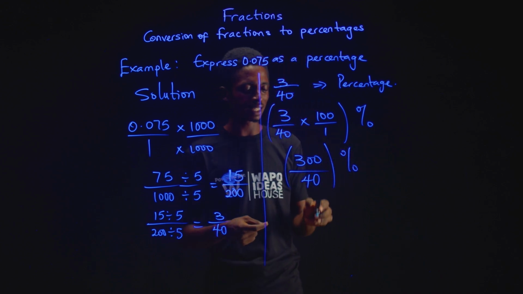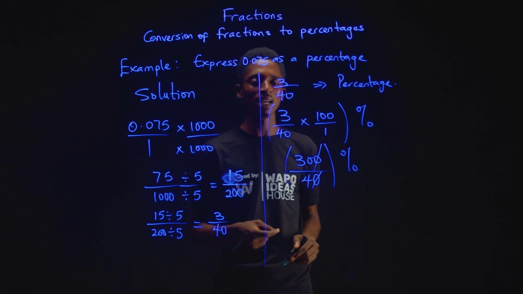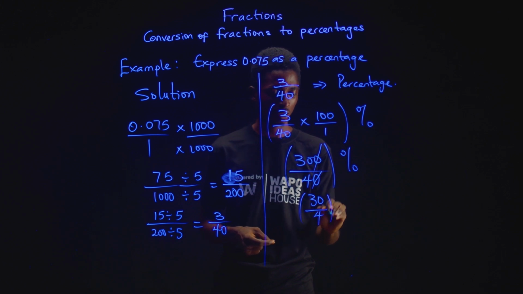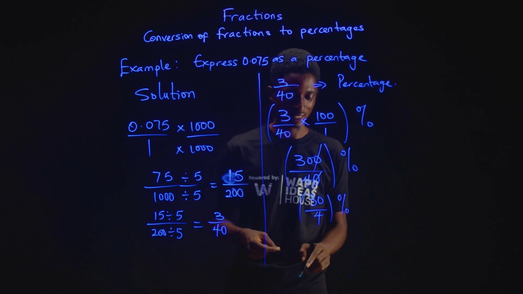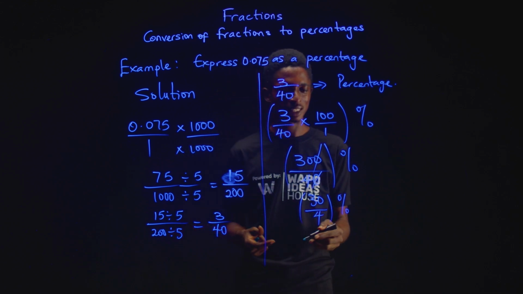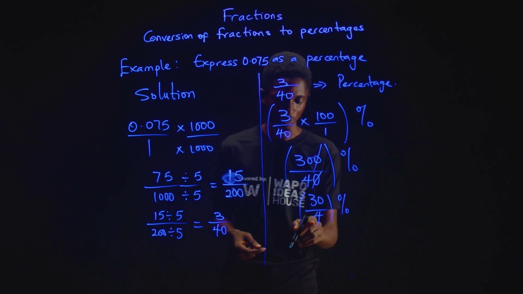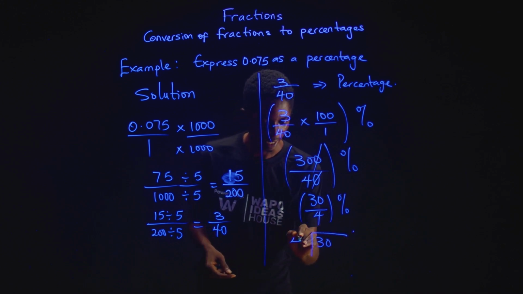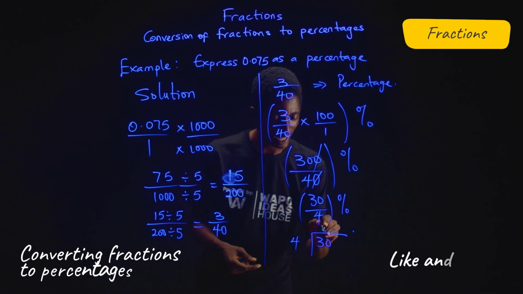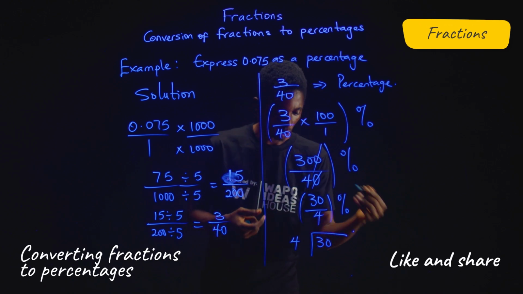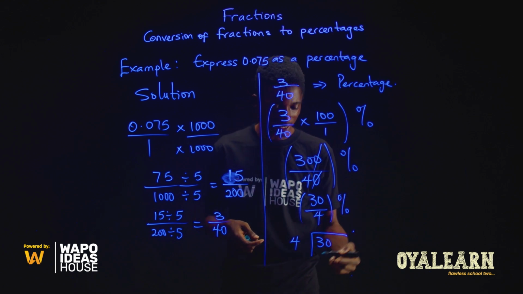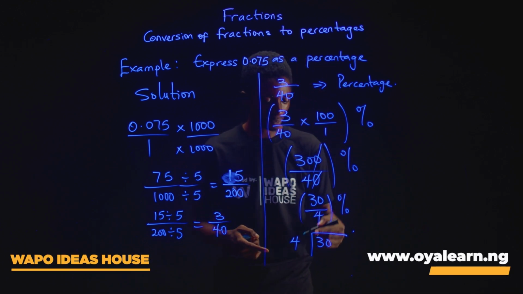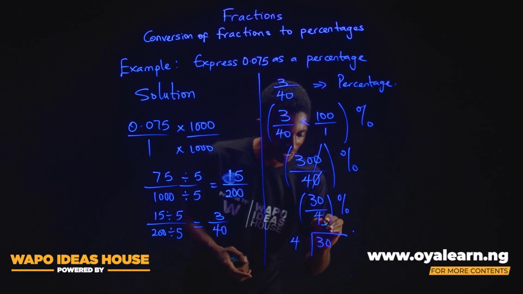Now, an easy way to divide this is to just cancel from the back. 0 cancels 0, leaving us with 30 over 4%. Now, how many times will 4 go in 30? Let's divide that to see. So we have 30 and then 4. 4 in 30, that would be, when you multiply 4 times 6, will give you 24. 4 times 7 will then be 28. So it can go 7 times.